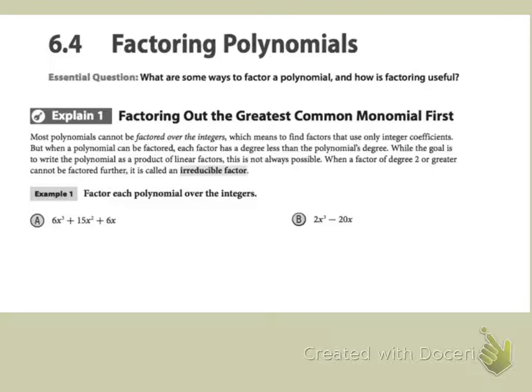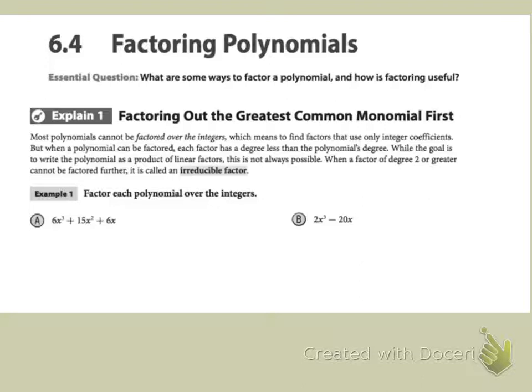Most polynomials cannot be factored over the integers, which means to find factors that use only integer coefficients. But when a polynomial can be factored, each factor has a degree less than the polynomial's degree. For instance, when we factored quadratics, our factors were linear, the variable was to the first power. While the goal is to write the polynomial as a product of linear factors, that is not always possible. When a factor of degree 2 or greater cannot be factored further, it is called an irreducible factor.